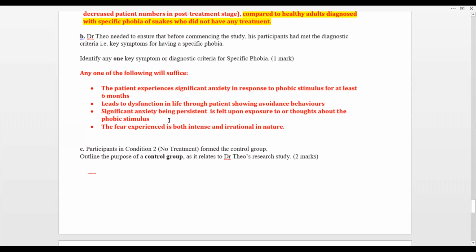That's also good. All right, so the next question is outline the purpose of a control group. It says participants in condition 2, the no treatment, formed the control group for this study. Now outline the purpose of a control group as it relates to Dr. Theo's research study. So this is very important for you to be able to link back to the actual research study in question. So I'm going to give you guys about 1 minute because control group is something that a lot of you are pretty good with. So 1 minute on the clock and your time starts now.